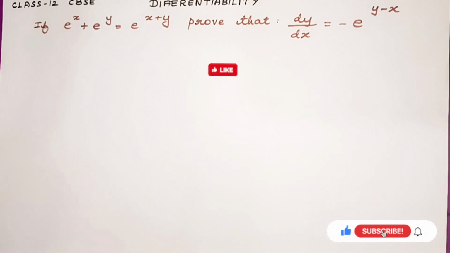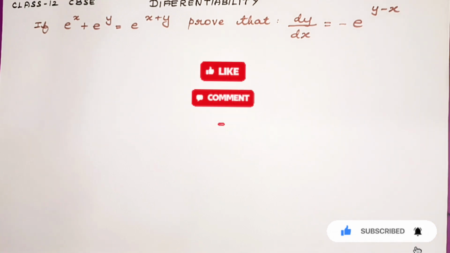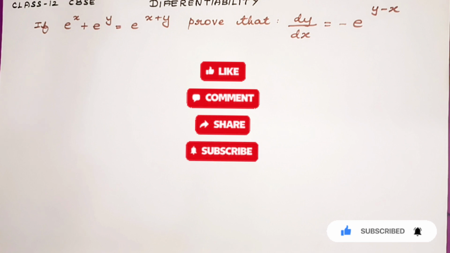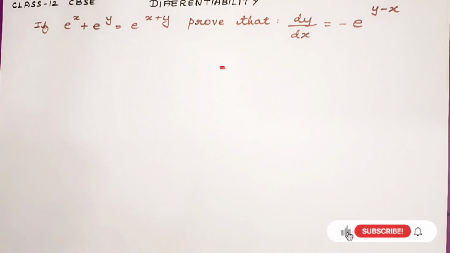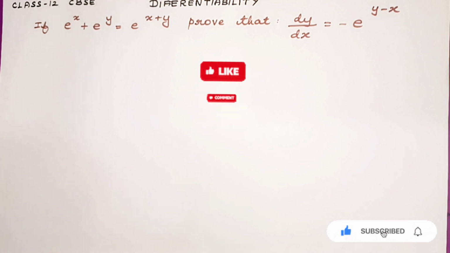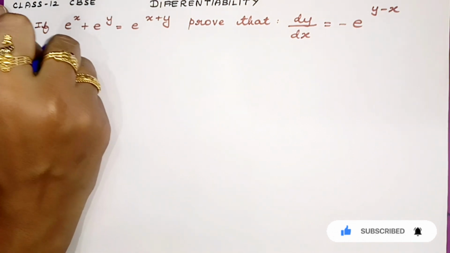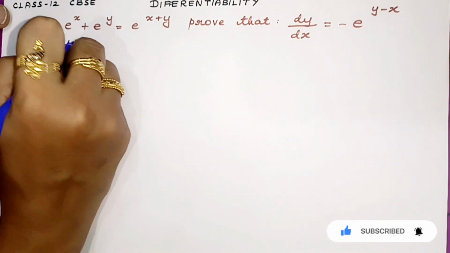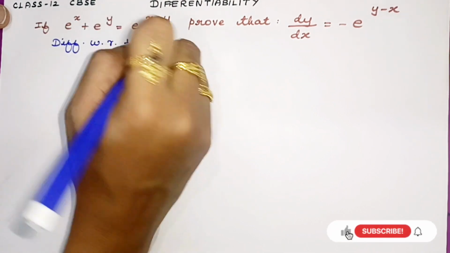If e power x plus e power y is equal to e power x plus y, prove that dy by dx is equal to minus e power y minus x. Don't think that the problem is very complicated. We just have to differentiate with respect to x, that's all. So I'm going to differentiate this complete term with respect to x now.